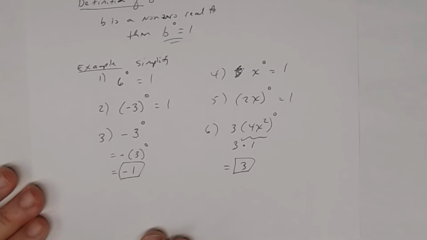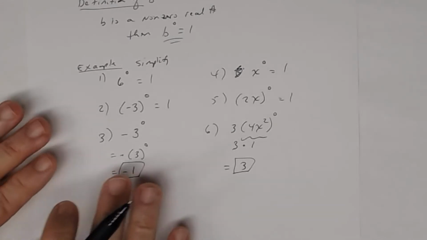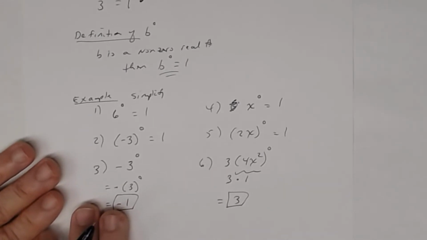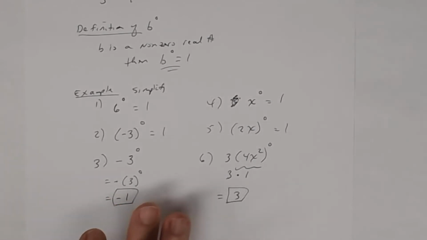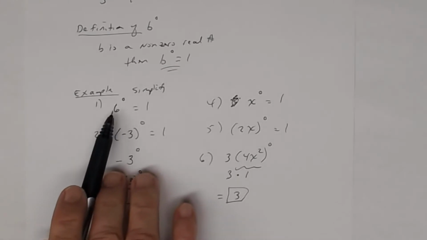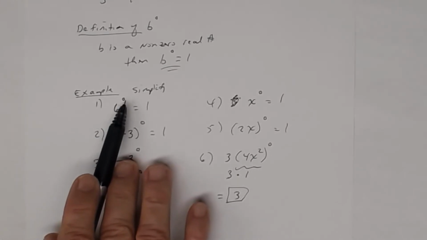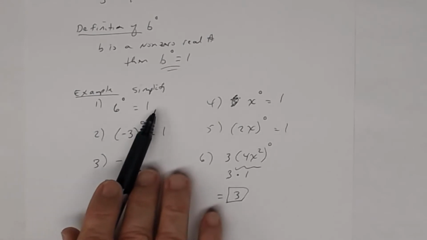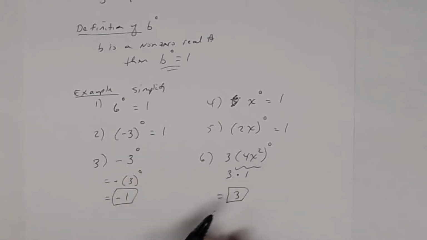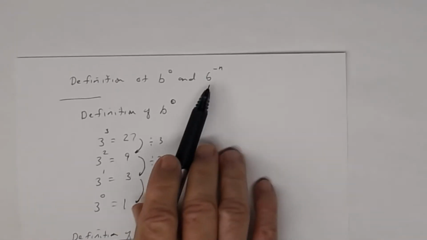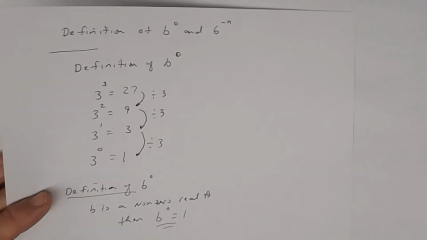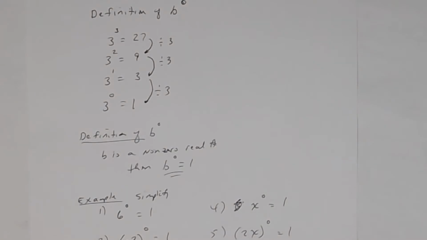All right, so I think we are okay with the definition of b to the 0 and the different types of problems you could see with it. Any real number raised to 0 power, if it's not 0, is 1. And that's what we used in all these cases. Now, let's start looking at, well, what if you have a negative exponent? All right, so let's consider that.